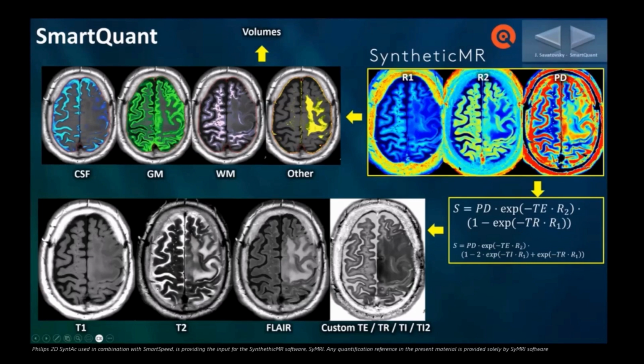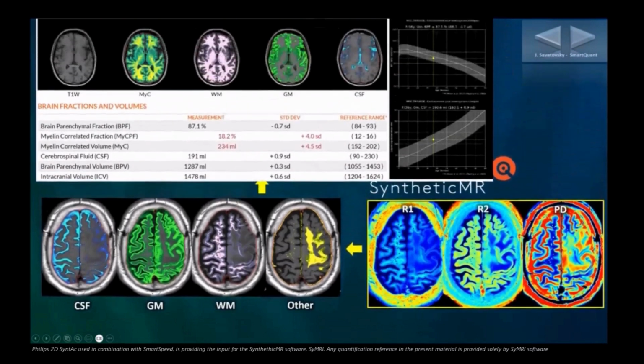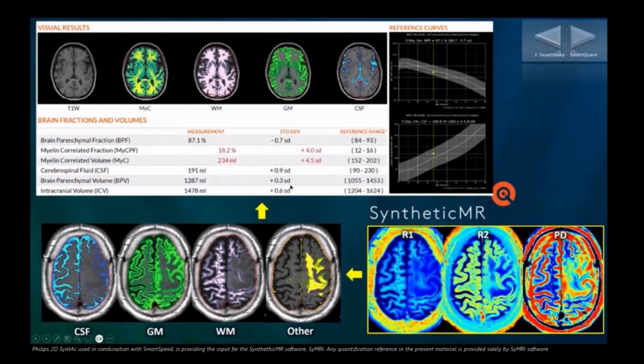With all those maps, the software will be able to do a very reliable segmentation of anything that is needed. And from this segmentation, you will get the volumes, including several useful parameters such as brain parenchymal fraction.